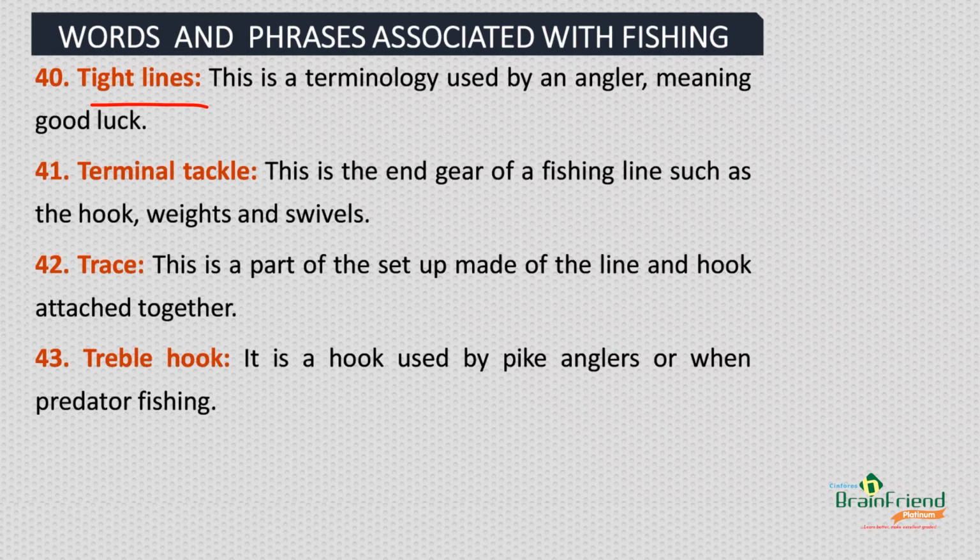Next, we have tight lines. This is a word used by an angler, which means good luck. Also, we have the word terminal tackle. This is the end gear of a fishing line, such as the hook, weights, and swivels. Also, we have the word trace. This is a part of the setup made by a line and hook attached together. Next, we have treble hook. A treble hook is a hook used by a fisherman or woman when fishing for a predator.